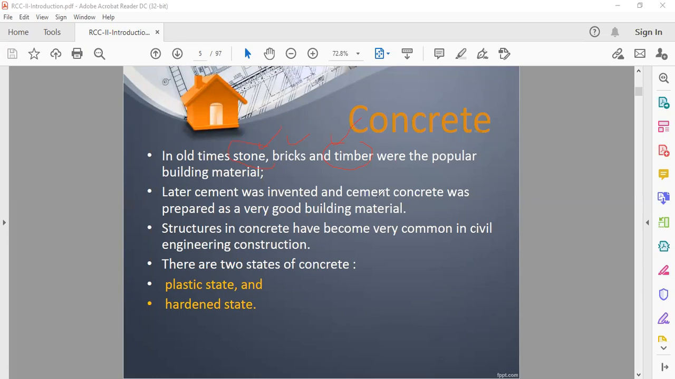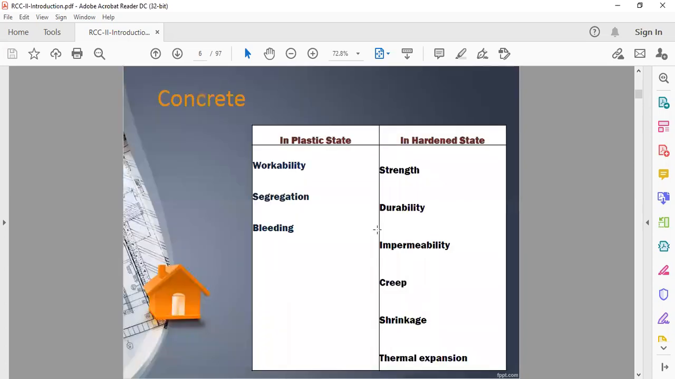Now, nobody goes for stone, brick, or timber only. If you look at the different stages or states of concrete, you will see that there is basically a plastic state and a hardened state. Let's look at what exactly this means, plastic state and hardened state.